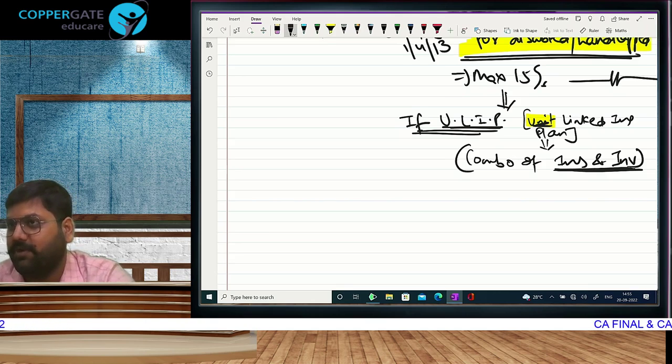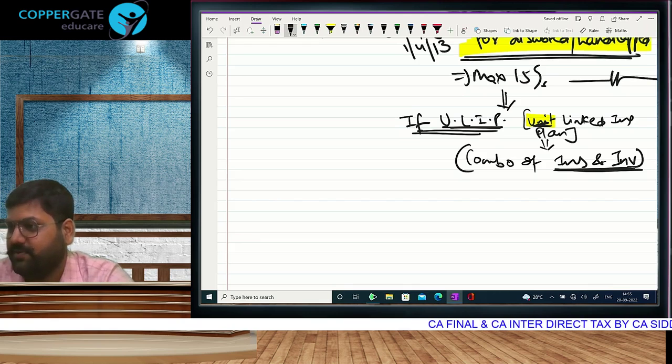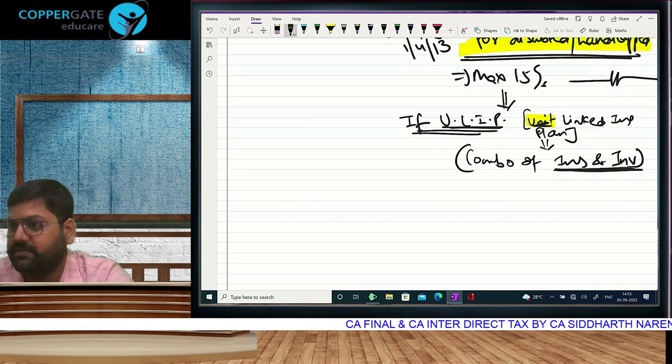English thinking, so give it in my wife's name. Term plan. So the benefit comes to the nominee only if the policy holder dies. Right or not? This is expensive because it gives you insurance and investment.